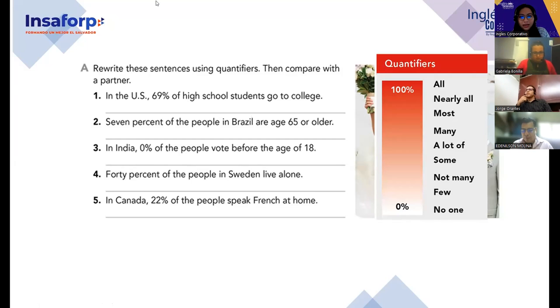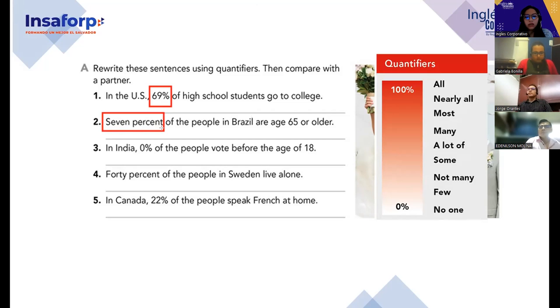First, let's identify what is the percentage. Identifiquemos el porcentaje. In number one, ¿cuál es el porcentaje? Look. 69%. In number two, Jorge, what is the percentage? 7%. Muy bien, aquí está el porcentaje de lo que vamos a expresar.